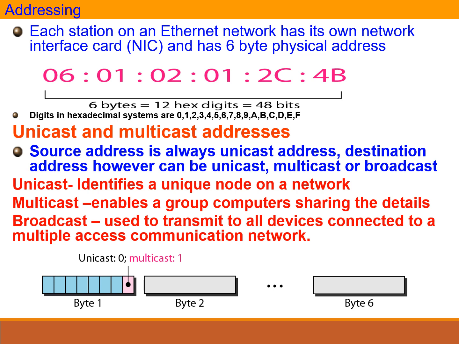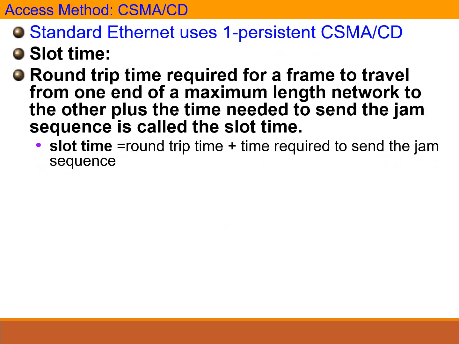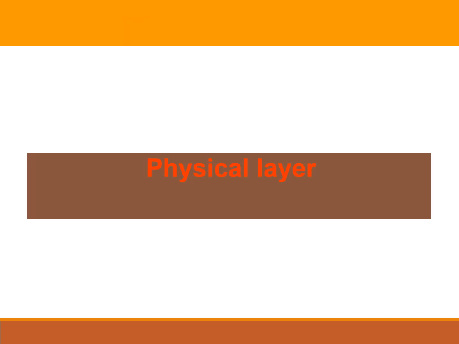So we go to the access method, that is CSMA/CD. Standard Ethernet uses one-persistent CSMA/CD. Slot time is equal to round trip time plus the time required to send the jam sequence. That is, maximum length is equal to propagation speed times slot time divided by 2.